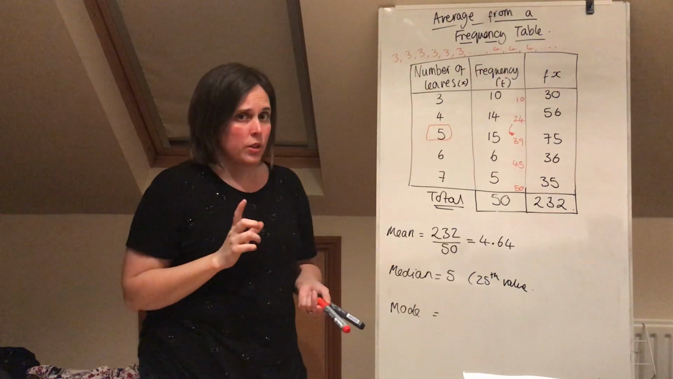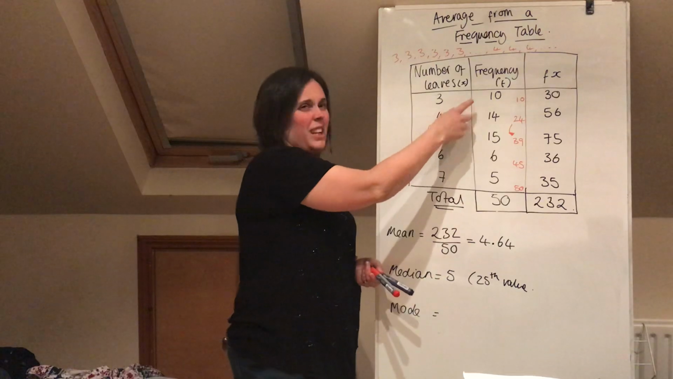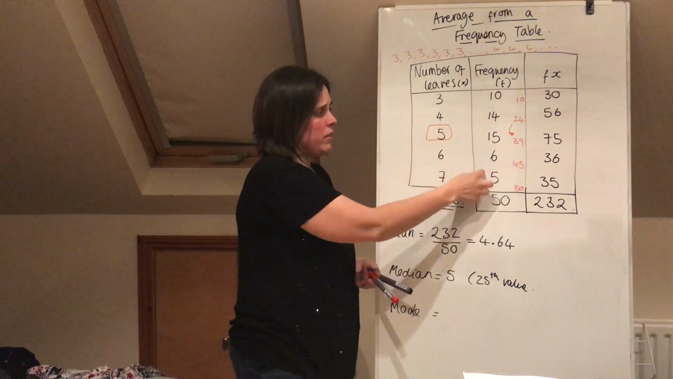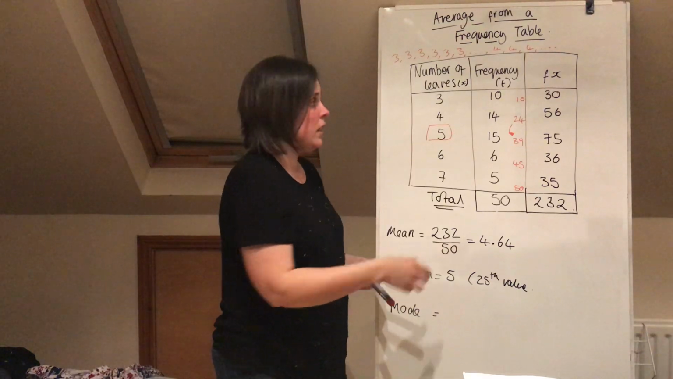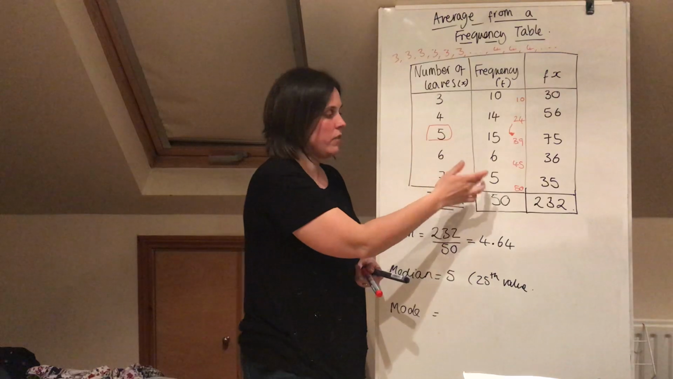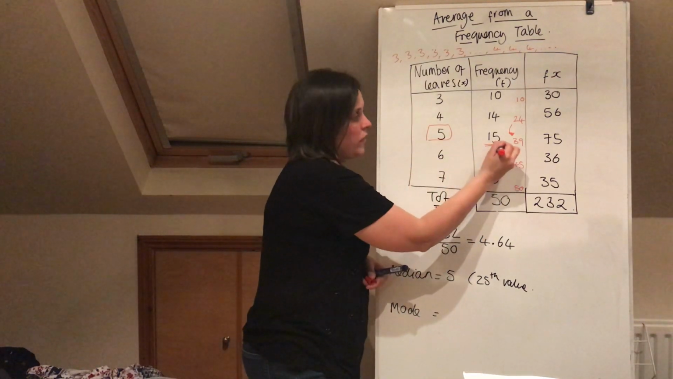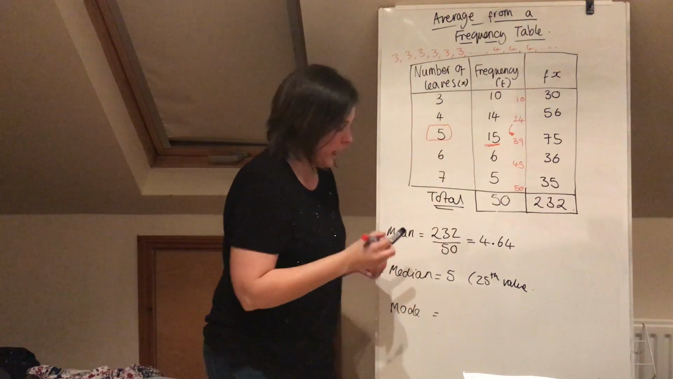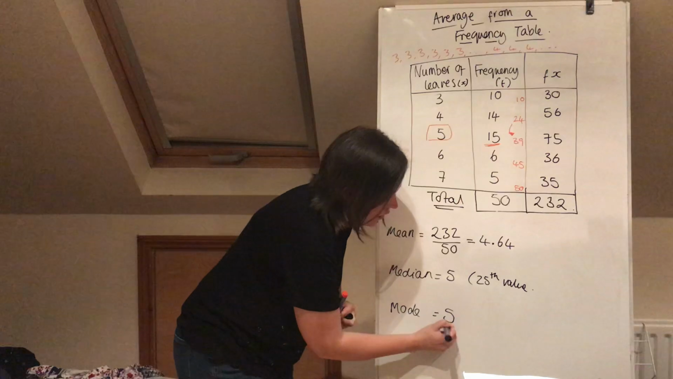Right, now the mode is the one that appears the most frequently. That's quite easy, because all you need to do here is look down this list. This is the frequency for each one of those numbers. There are 10 3s, 14 4s, 15 5s, 6 6s and 5 7s. So the highest frequency is 15. So there's that number again. The mode for this question is 5.